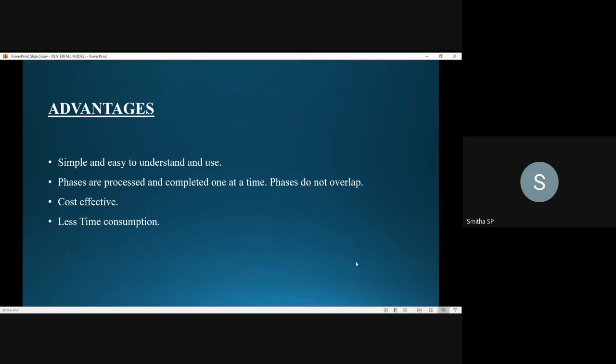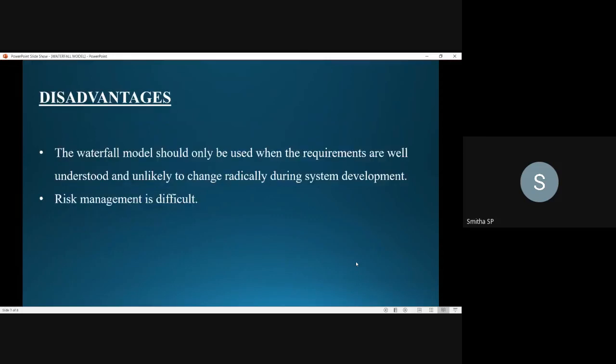So let's look into the disadvantages of the waterfall model. This model is not change friendly. It means the waterfall model should only be used when the requirements are well understood and unlikely to change radically during system development. Suppose the customer realizes any new functionalities, they can't be incorporated in the middle of the development. So it is said that this waterfall model is not change friendly.